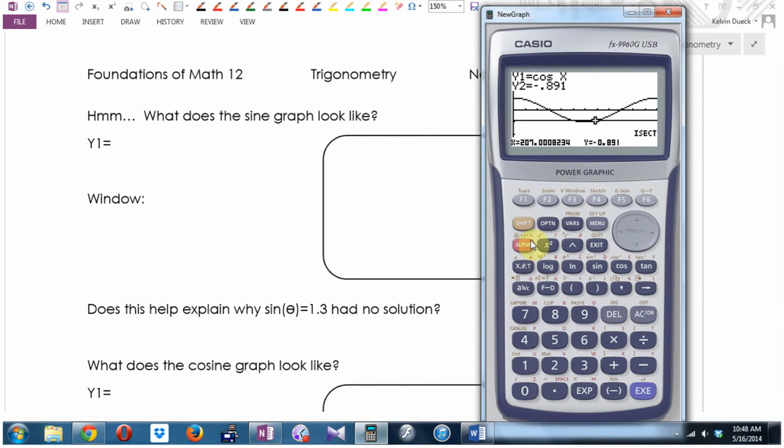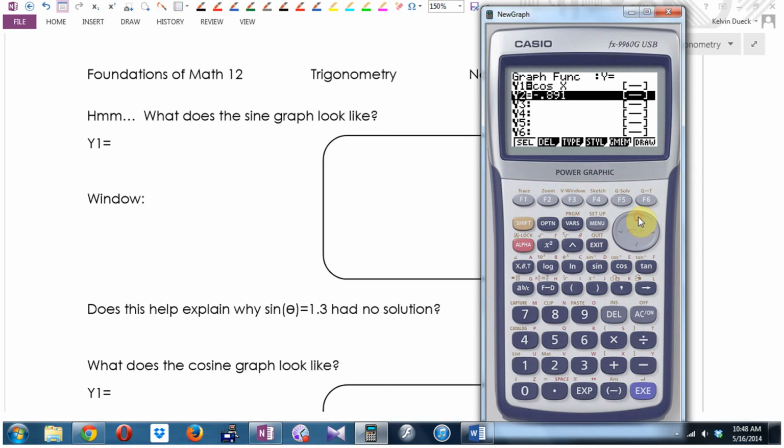Do me a favor, go to your graph menu, go to the view window, so go Shift F3, and instead of going from -3 to +3 with your y's, how about instead go from -1.5 to +1.5. Do that. Change your view window. Leave the x's as is, but change your y min and your y max from -1.5 to +1.5. Scale's fine. Once you've done that, hit exit. Delete these two equations. And just graph sine x.